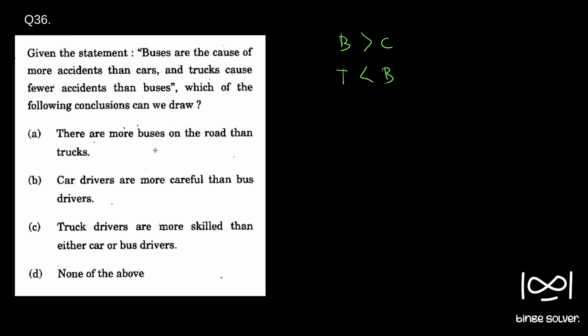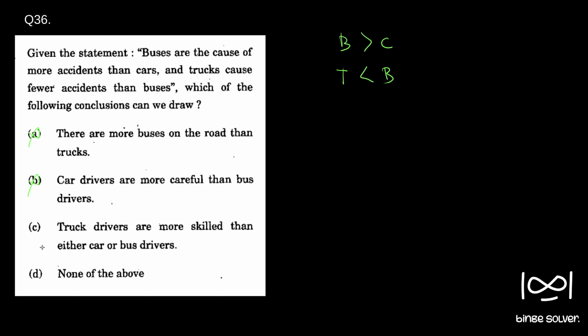There are more buses on the road than trucks, which we don't know from the given statement. So we cannot draw such a conclusion. Car drivers are more careful than bus drivers. We cannot draw this conclusion. The reason is, what if it is true that cars cause fewer accidents than buses, but that is because there are fewer cars on the roads than buses? There could be other reasons than car drivers being more careful. There is nothing in the statement about car drivers. It is just that cars cause fewer accidents. So we cannot draw such a conclusion.